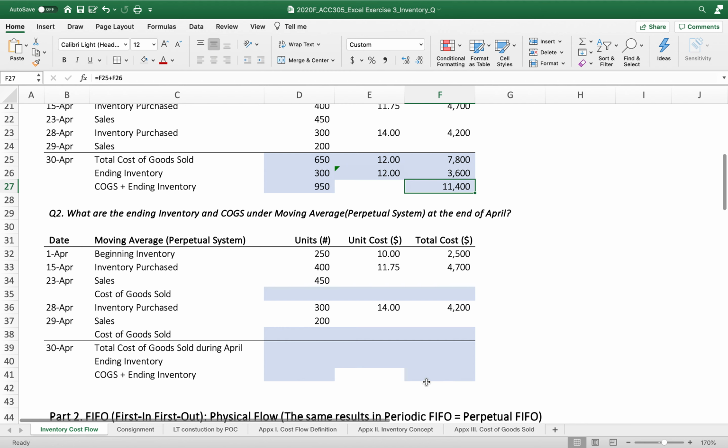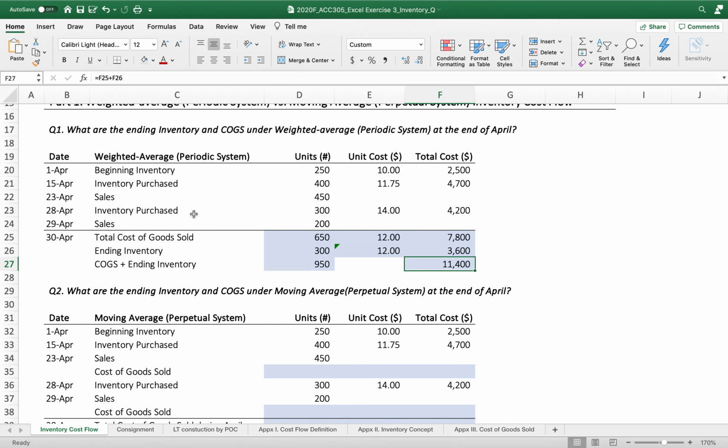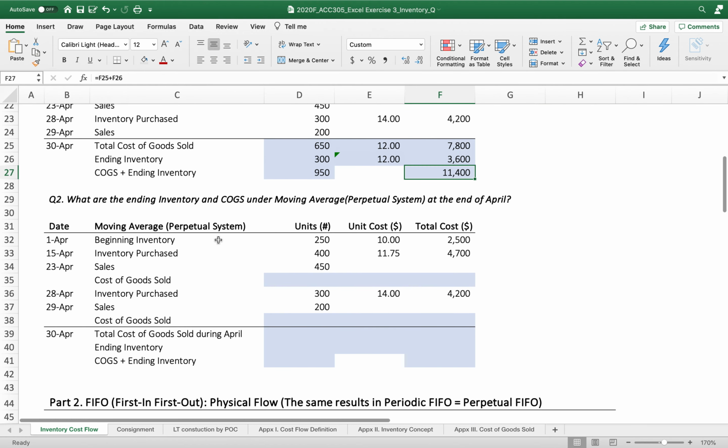Okay, now a little bit challenging one. Now let's switch the inventory cost assumption based on the perpetual system. We call it the moving average. Moving average means in a perpetual system, we measure the cost of goods sold every moment we sell the product. In the previous case, under the weighted average, we ignored the cost of goods sold when we sold, right? We just calculated the cost of goods sold at the end of the period. But in the perpetual system, now we use moving average, which is the cost of goods sold measured at every sale moment.